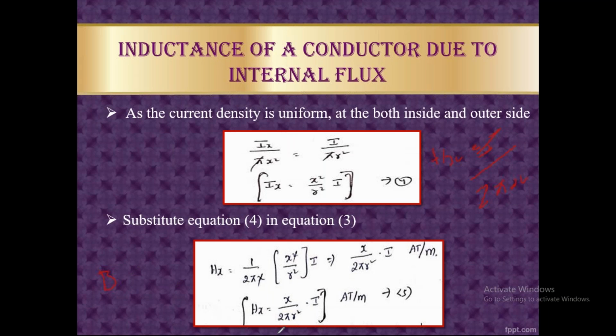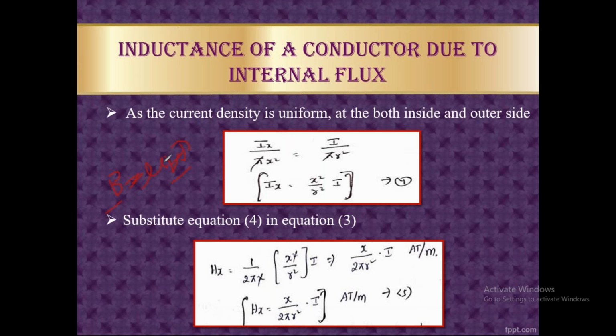Now we found the final equation of Hx. Now by using Hx, we have to calculate B. So already you know the relation between B and H. What is the relation? B is equal to mu H. Right, so this is the relation between magnetic flux density and magnetic field intensity.